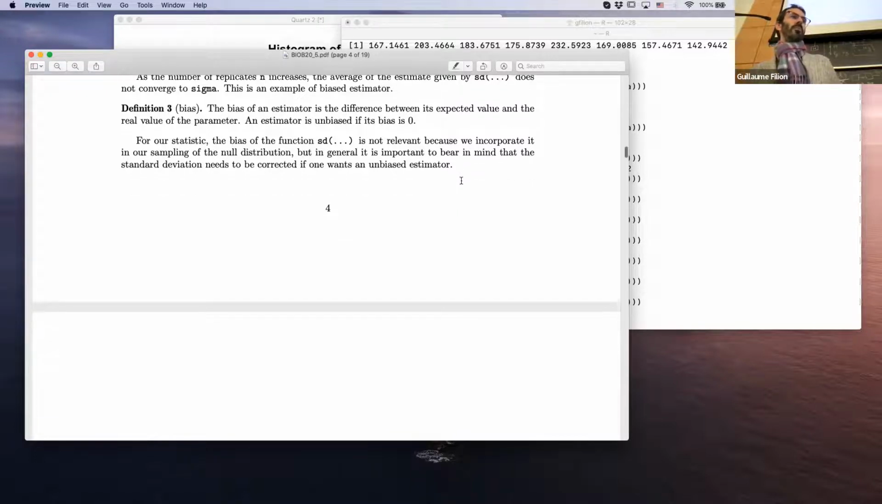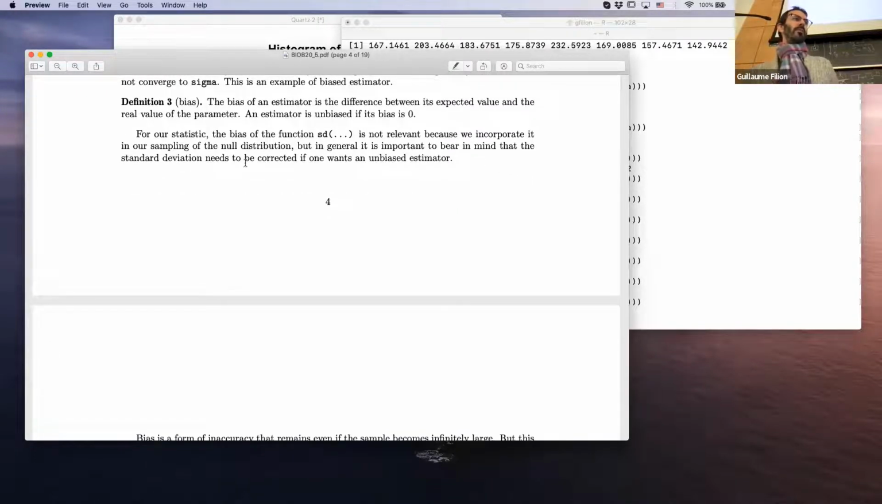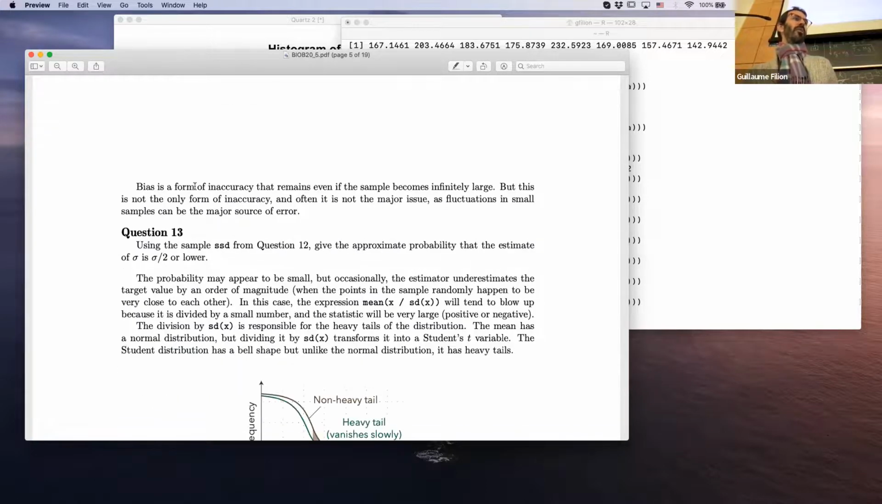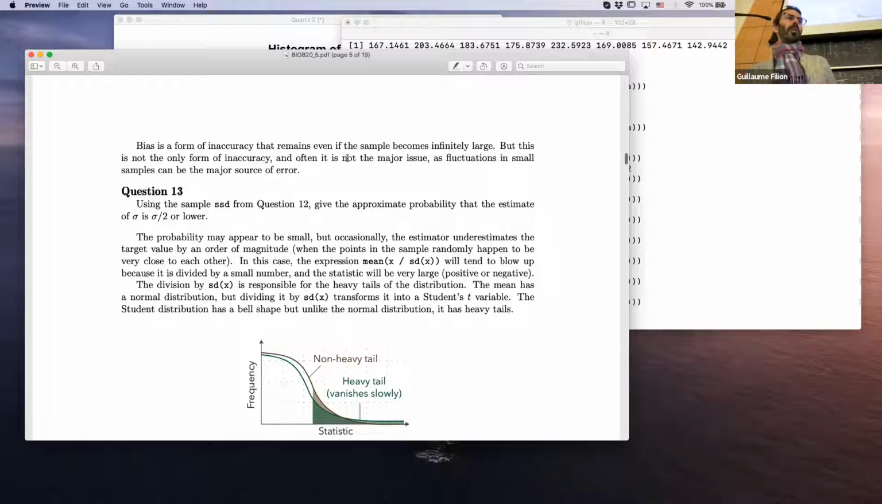But in general, it is important to bear in mind that the standard deviation needs to be correct if one wants an unbiased estimator. Bias is a form of inaccuracy that remains even if the sample becomes infinitely large. That's what's bad about bias: even if you blow your sample up to enormous proportions and remove the randomness associated with sampling, you still have a difference. But this is not the only form of inaccuracy, and often it is not the major issue, as fluctuations in small samples can be the major source of error.